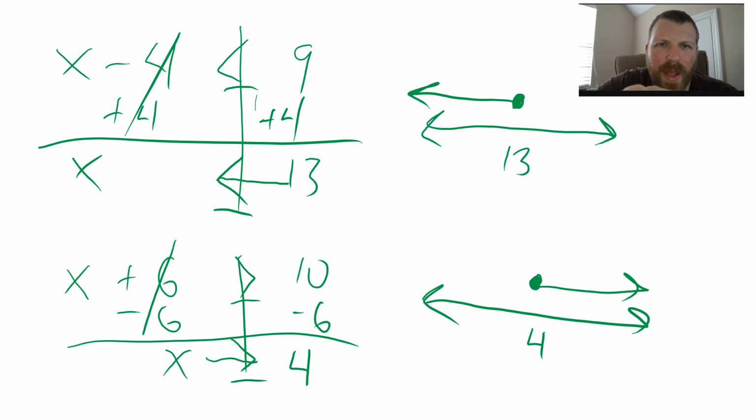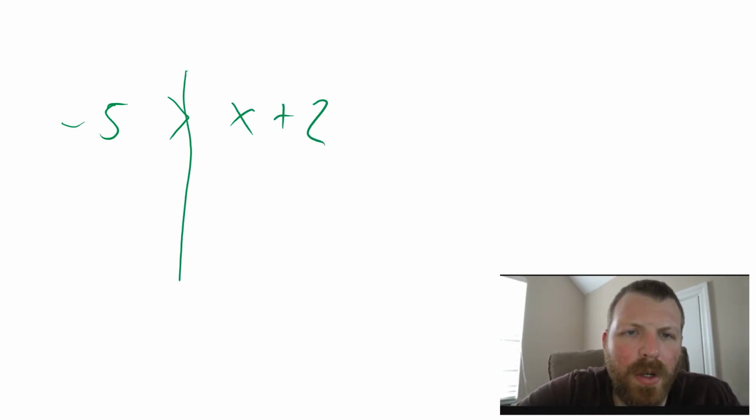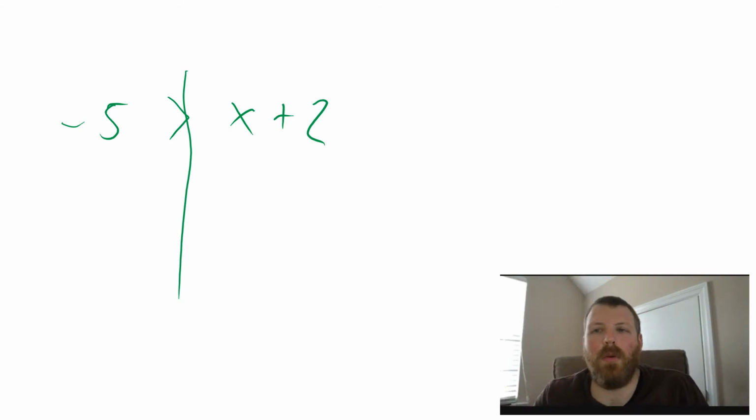So what happens if x is not on the left, though? What happens if x is on the right? Let's do a problem like that. If I have negative 5 is greater than x plus 2. Well, we're still going to set this up the same way, and we're going to split our inequality. We have a right side and a left side still, and x is located on the right side here. So that means we still need to move the things from the right to the left.